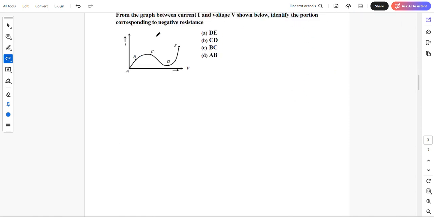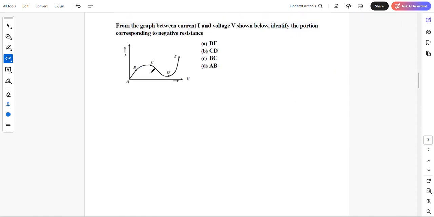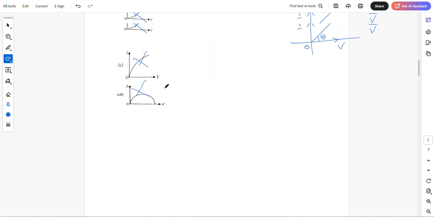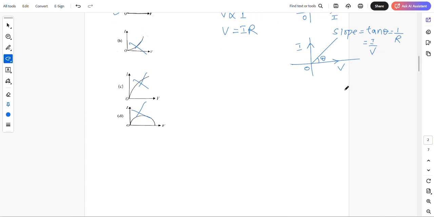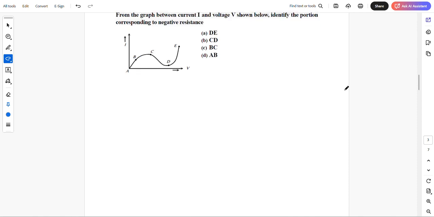Now let us do the second problem. From the graph between current I and voltage V shown below, identify the position corresponding to negative resistance. Just now I told you that they have taken V on the x axis and I on the y axis. What it means, slope is equal to tan theta is equal to 1 by R, that is equal to I by V. Now here we have to see the slope of AB.